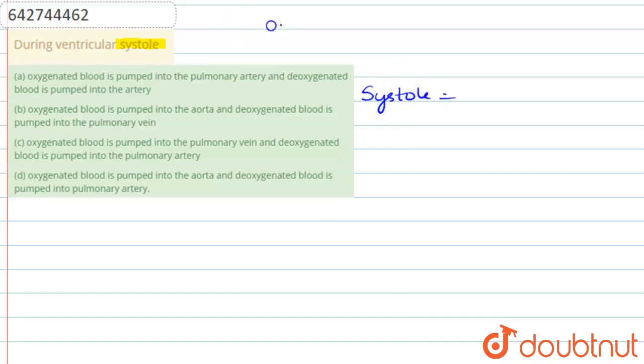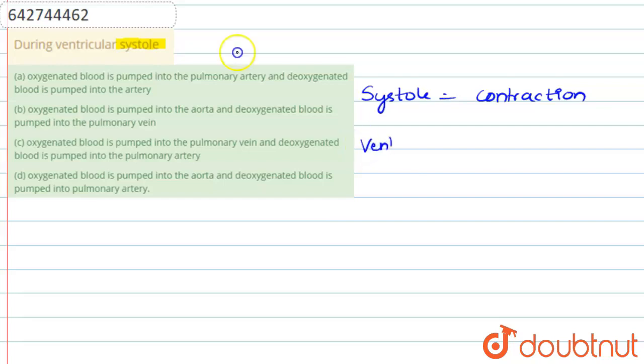Systole is nothing but a period of contraction. We know that the heart is a muscular organ. It is made up of muscles. These muscles rhythmically contract and relax, leading to a heartbeat. This rhythmic contraction and relaxation of the heart is known as the heartbeat. When the muscles of the heart contract, it is known as systole.